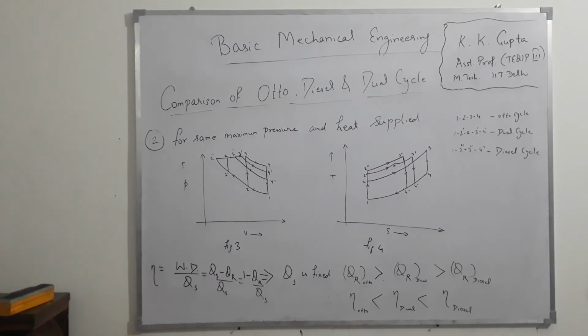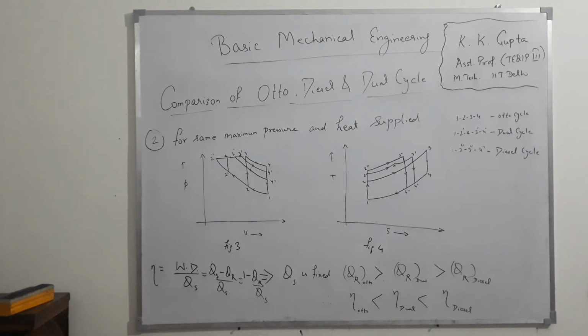Second criteria for comparison is same maximum pressure and heat supplied. Figure 3 is showing pressure volume diagram. Figure 4 is showing temperature entropy diagram. 1, 2, 3, 4 is Otto cycle. 1, 2 dash A, 3 dash, 4 dash is the dual cycle. 1, 2 double dash, 3 double dash, 4 double dash is diesel cycle.